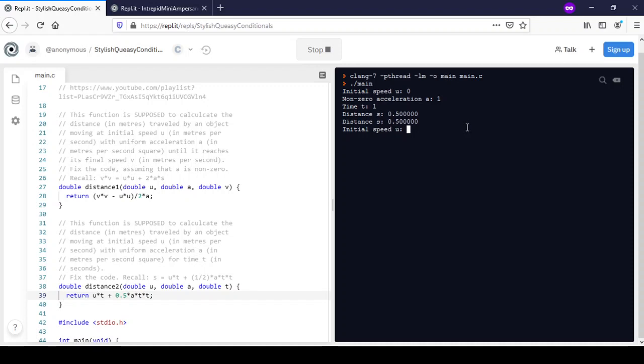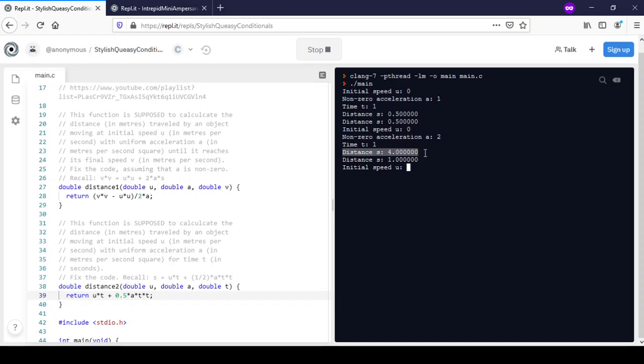Let's just test it for one more input and see if we can see anything else as we're experimenting with it. So let's just double the acceleration. We'll keep the initial speed the same. Let's double the acceleration for maybe the same amount of time. And let's see what that produces. And we notice that, again, it produces different answers. So distance one tells us that the distance is 4 meters, whereas distance two tells us that the distance is 1 meter. Now we can work out by hand that the distance two answer in this case is correct. So that means we have found an input on which distance one produces a wrong answer.